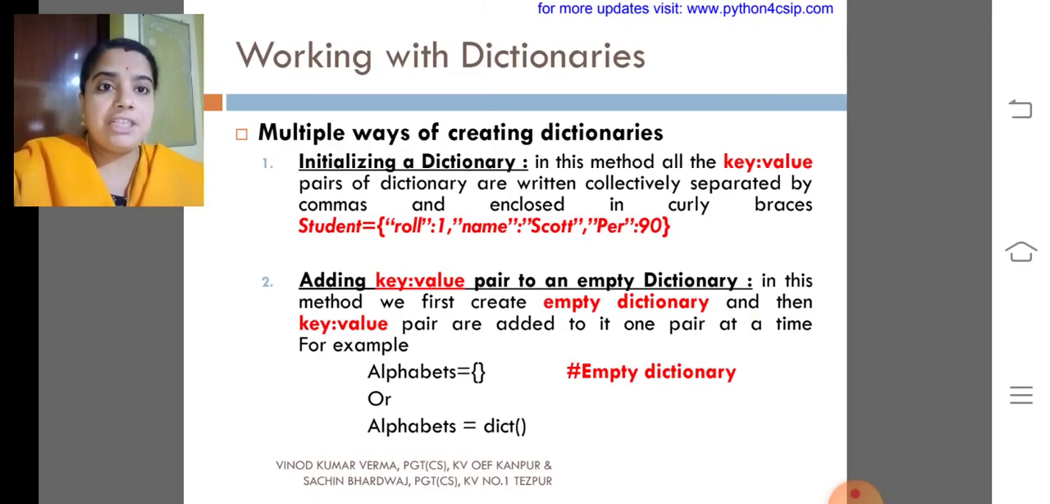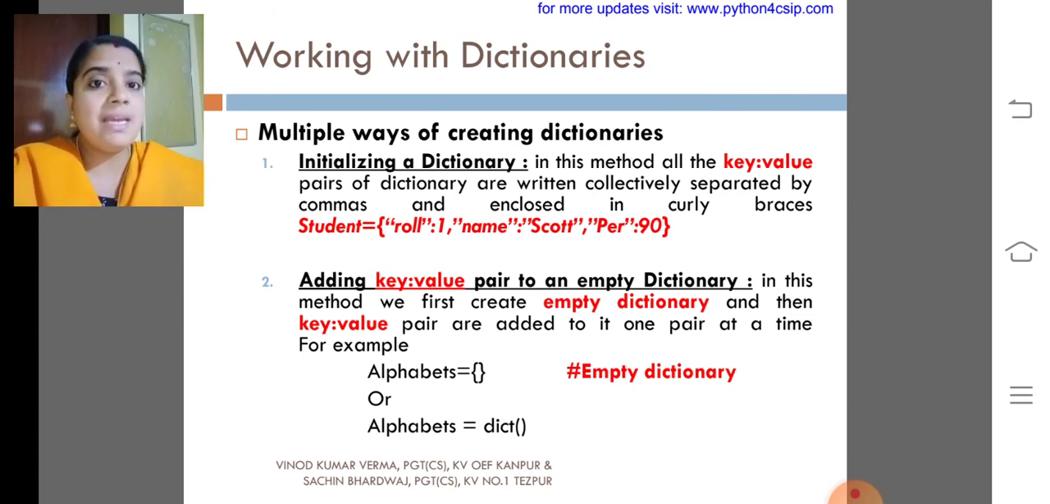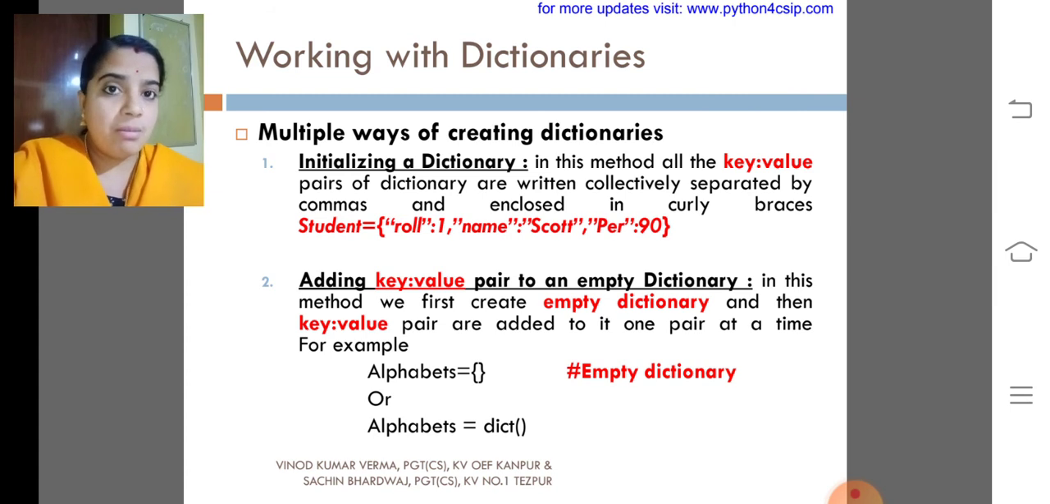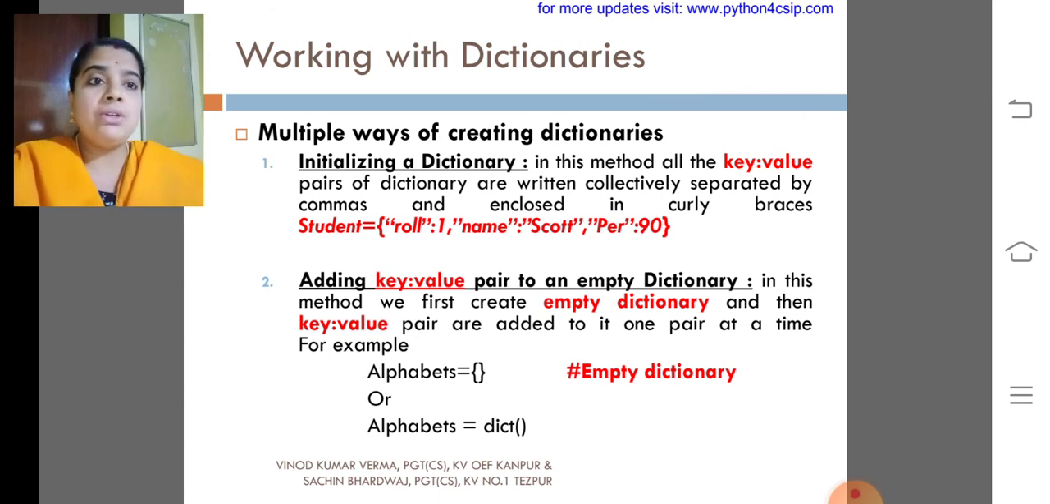Then working with dictionaries. My dear children, we can initialize, that is, we can give the values for a dictionary in the form of dictionary name equal to key value pair. Then we can add key values to an empty dictionary. That is, how to create a dictionary from an empty dictionary. First, we need to use alphabets equal to curly brackets. That means a dictionary with empty elements.